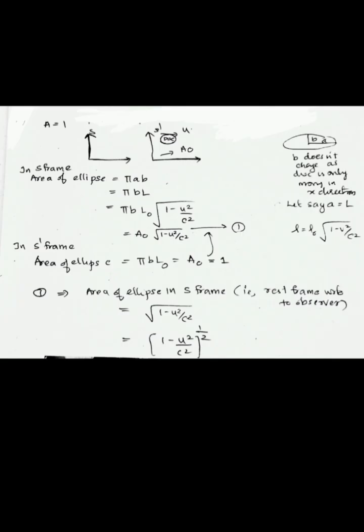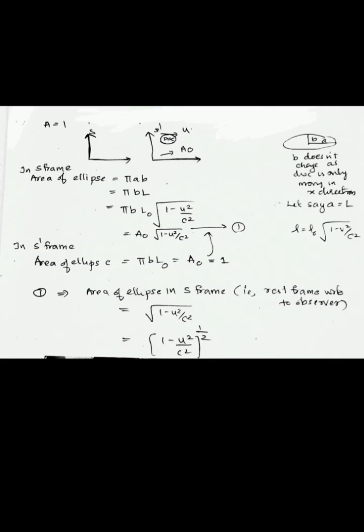And we know that as the disk is moving with respect to S frame, the length is getting contracted. So L can be written as L0 into square root of 1 minus u square by c square. Here u is taken because the disk is moving with the speed u. So we can write the area of the ellipse as pi b L0 into square root of 1 minus u square by c square. And here pi b L0 is A0. That is, the area of the ellipse can be rewritten as A0 into square root of 1 minus u square by c square.